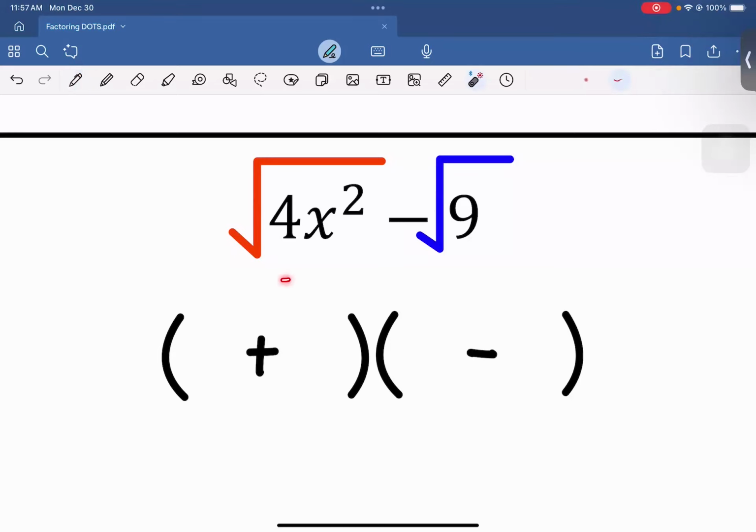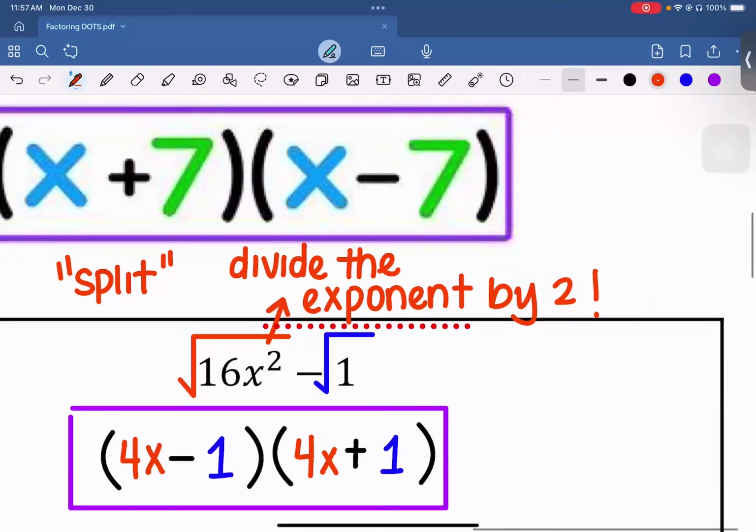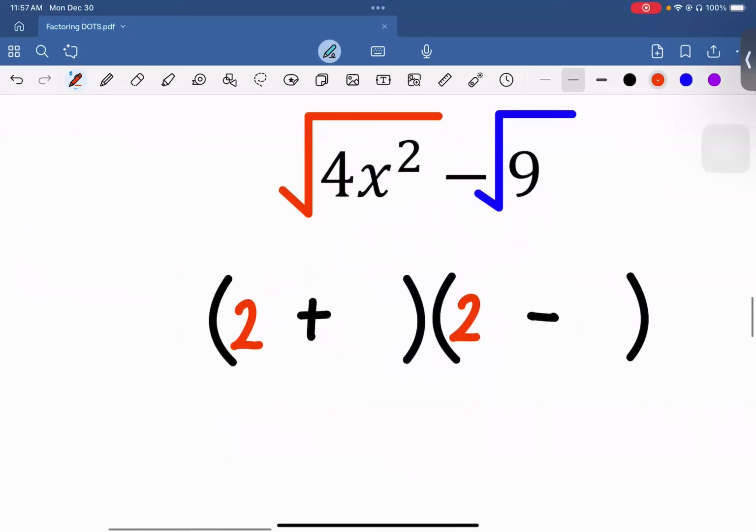Again, let's do this red one first. I'm going to do my numbers first, which is going to be a 2. The square root of 4 is 2. And again, we're just splitting the x's. And remember this note over here, we can divide the exponent by 2, which is going to be 1. So I'm going to have a 2x in each, and then the square root of 9 is going to be a 3. Here we go.